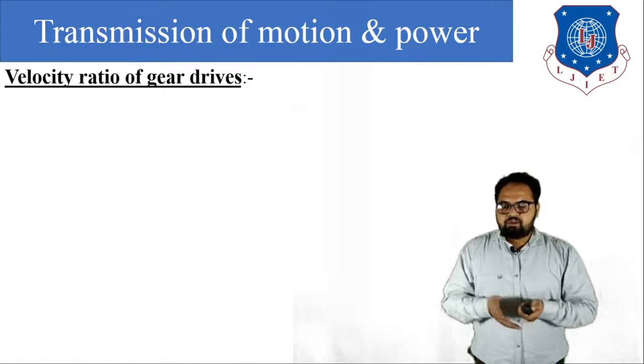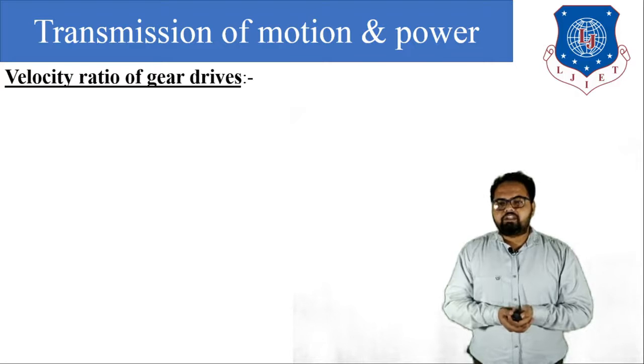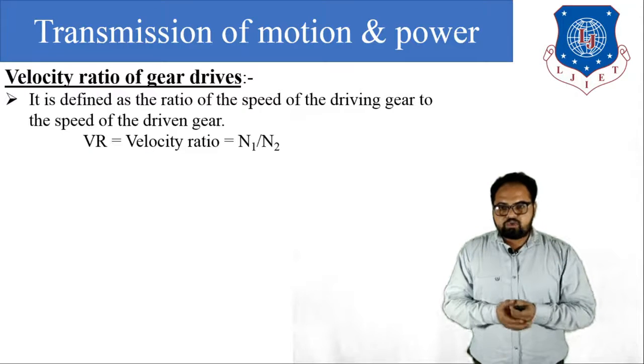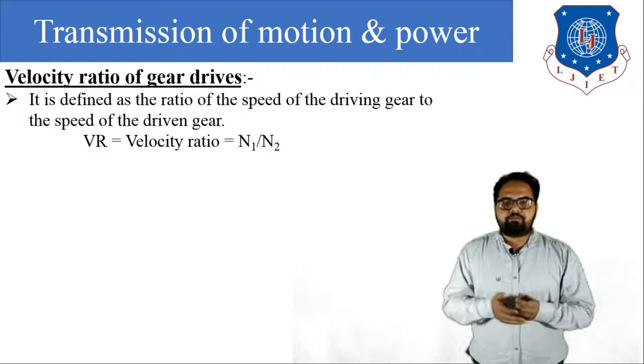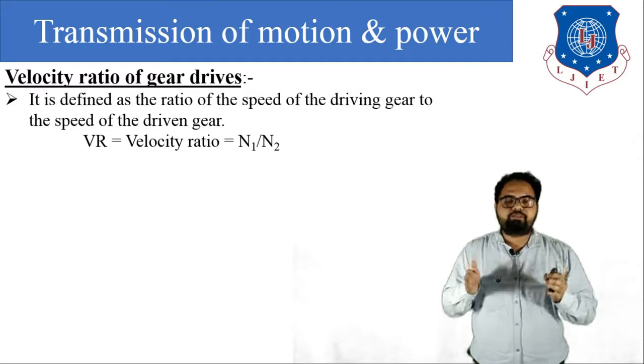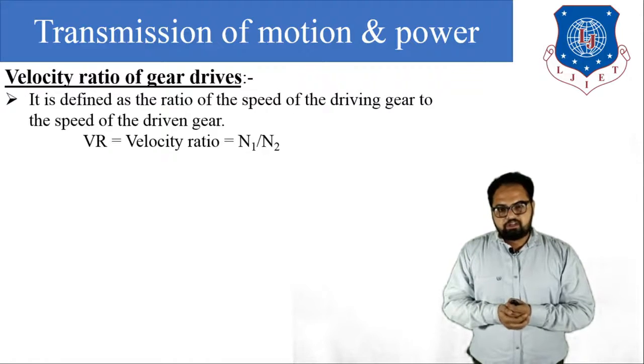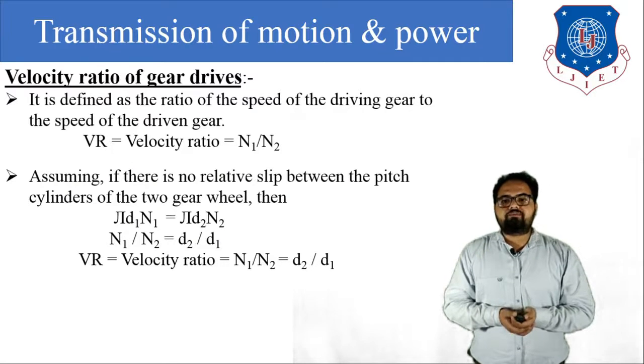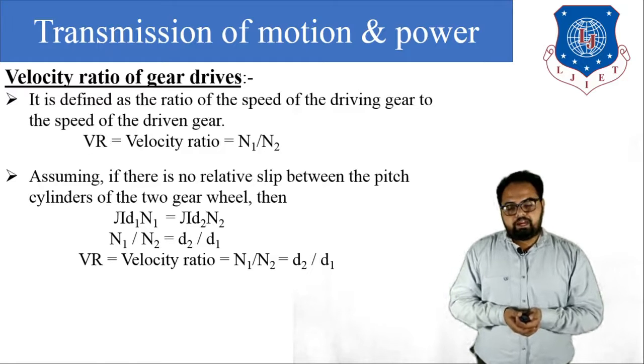Now, the velocity ratio of gear drives. So what is velocity ratio? It is defined as the ratio of the speed of the driving gear to the speed of the driven gear. The speed of the driving gear is N1, the speed of the driven gear is N2. So velocity ratio is defined as N1 by N2.